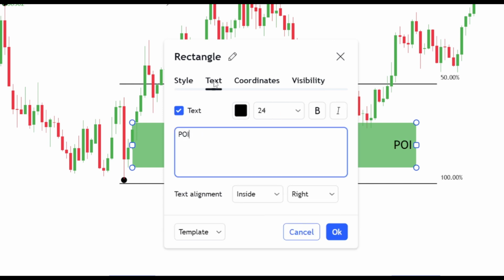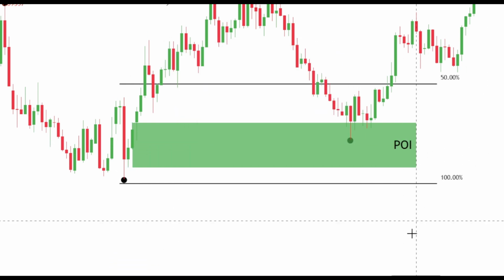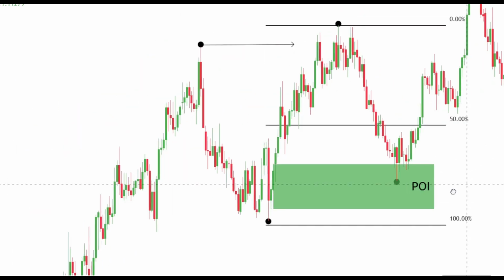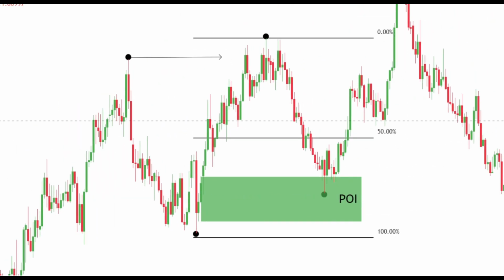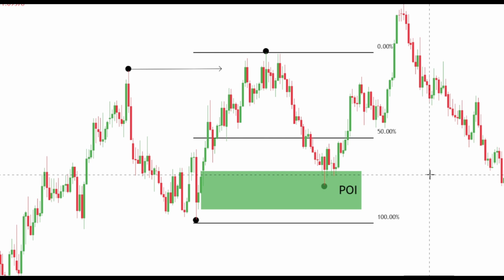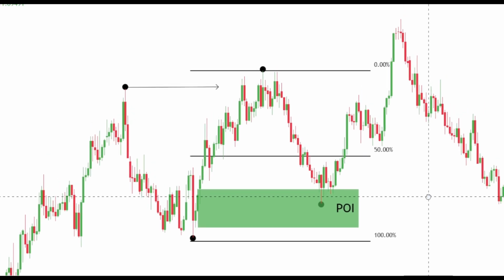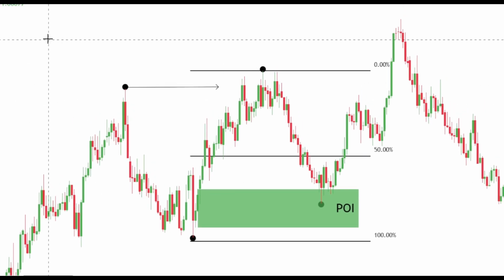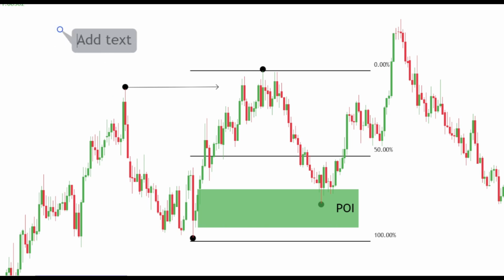So if we label this POI, this is a daily POI. But the thing to understand is that this is derived from a dealing range. So for those who watched some of my previous videos, there's 4 things I look at when it comes to determining a market bias. The first of those is market structure.